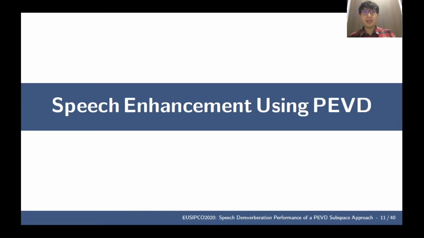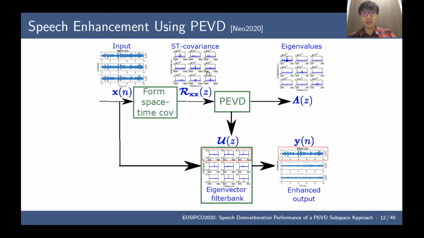The polynomial EVD-based speech enhancement algorithm is summarized here, and the goal is to obtain an enhanced version of the speech using only the microphone observations x. The received signals are used to compute the space-time covariance matrix Rxx, which is then used as the input into the polynomial EVD algorithm to generate the eigenvalue and eigenvector polynomial matrices. The received signals are then filtered through the eigenvector filter bank to produce the enhanced output.